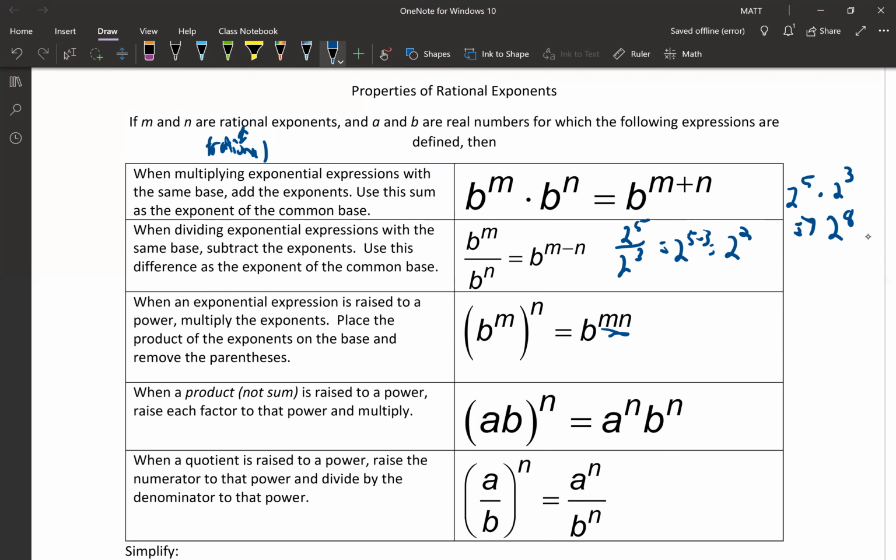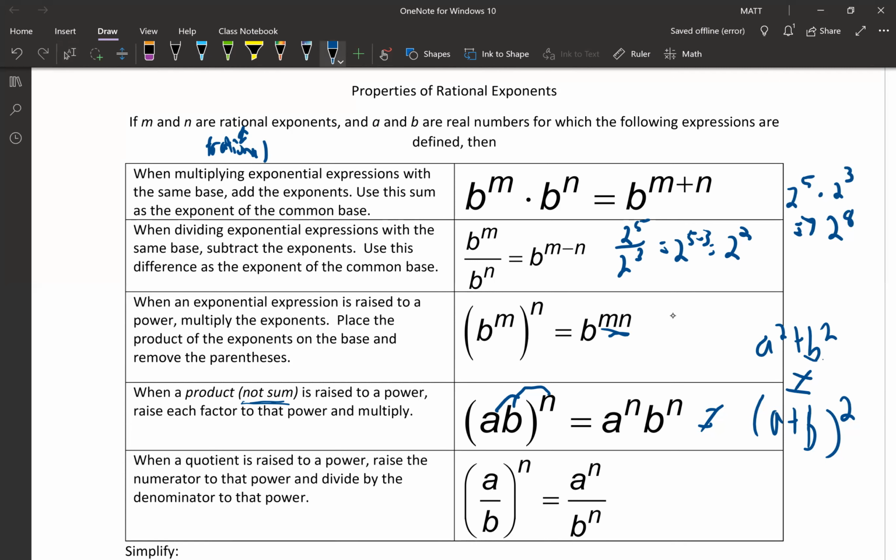When we have the product of numbers, so not the sums, specifically products, we can distribute the power to both factors. The reason it won't work for sums is because of the distributive property. Remember, if we have something like a plus b, squared, that's not equal to a squared plus b squared. We have that middle term, 2ab. So these are not the same thing.